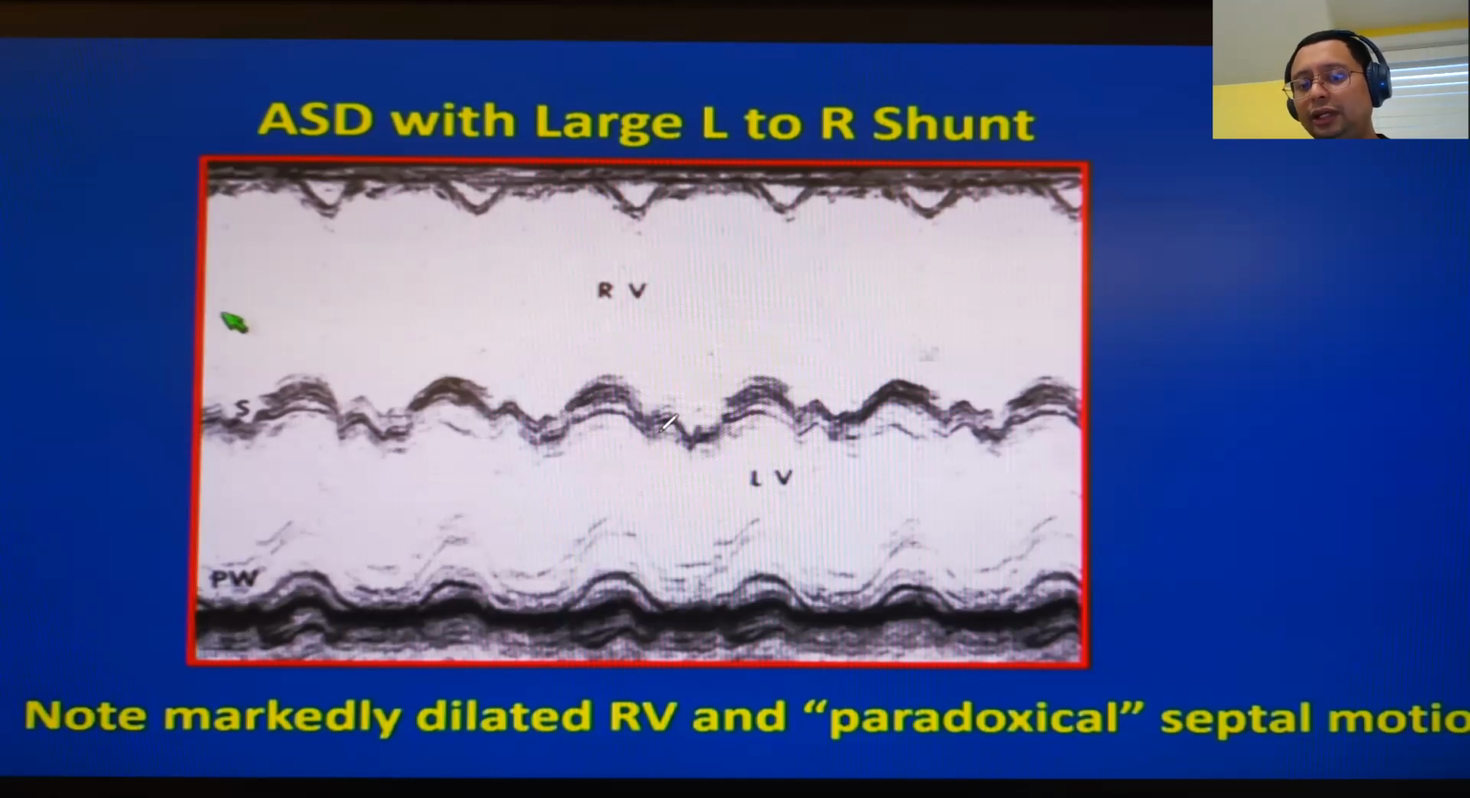During systole it is slightly flattened, and during diastole it goes the other side. So this is paradoxical septal motion because of right-sided volume overload. Why paradoxical? Because during systole, it should be rounded like this, but it goes the other way, and during diastole it is flattening. So this is right-sided volume overload, and we know that one of the causes of right-sided volume overload is atrial septal defect.